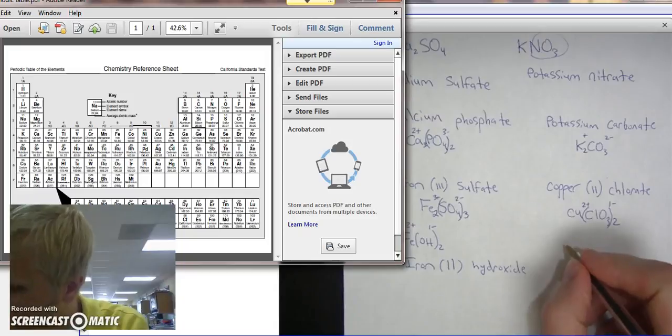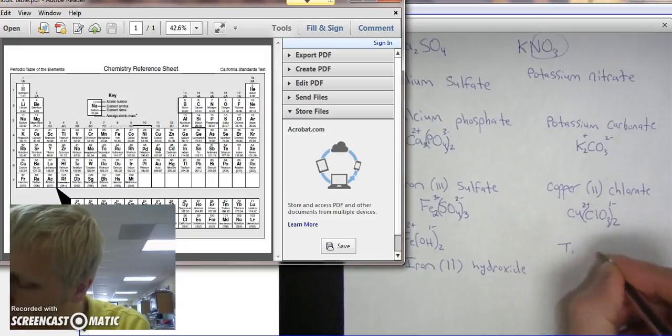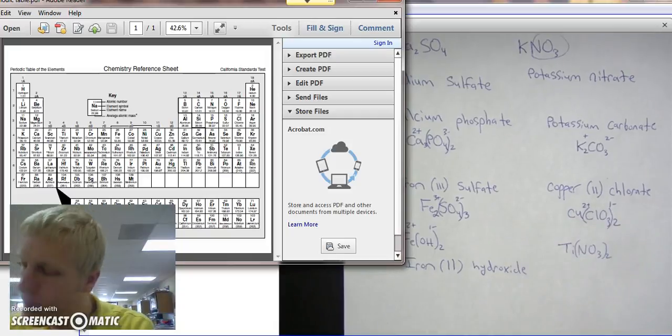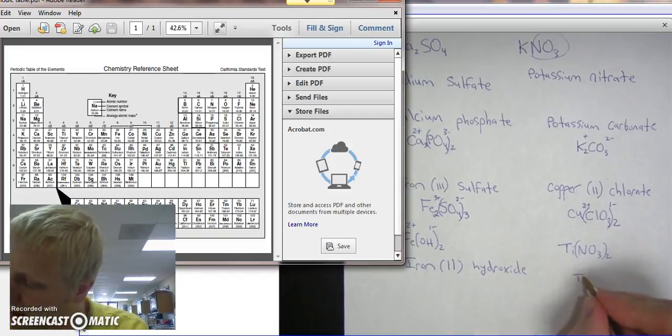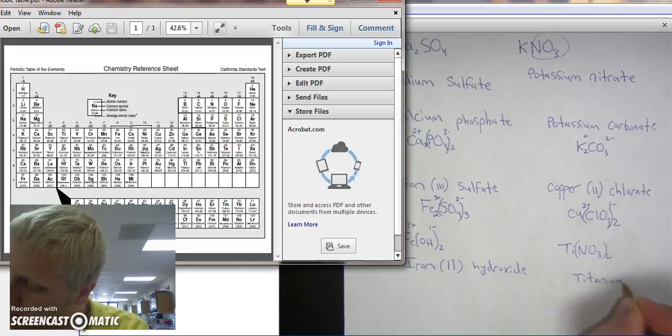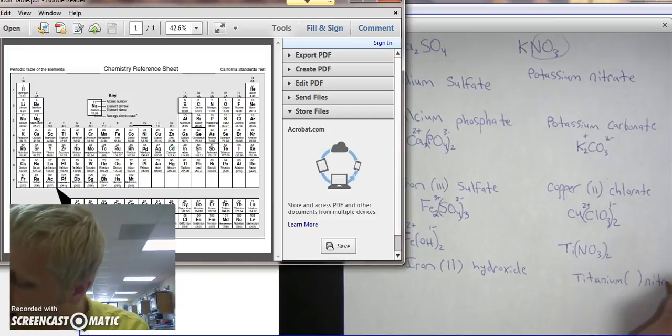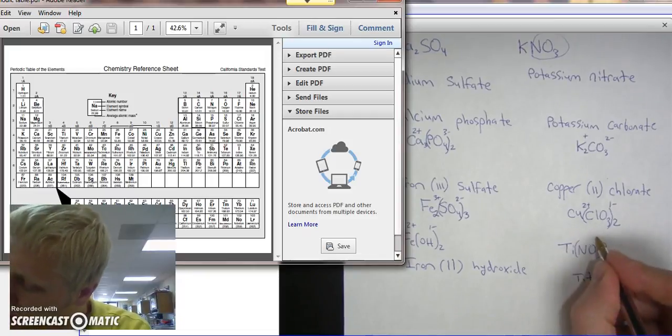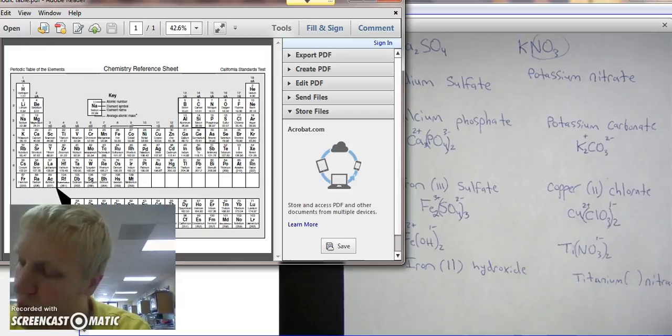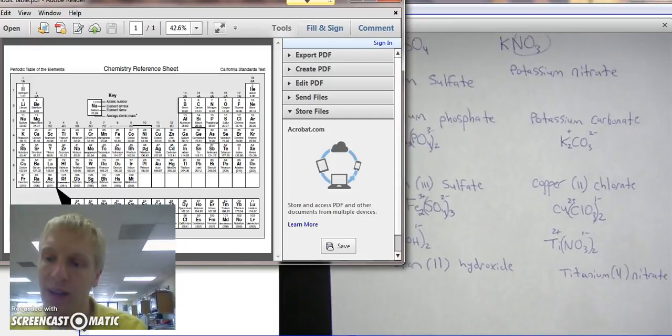Alright, one more example like this. We have Ti(NO3), but there's 2 of them. We need to write the name of this. Ti is titanium. It has a Roman numeral because it's a transition metal. Nitrate. Nitrate's a minus 1 charge, but there's 2 of them, so it's 2 minus. So again, this is 2 plus. And we write it as titanium(II) nitrate.